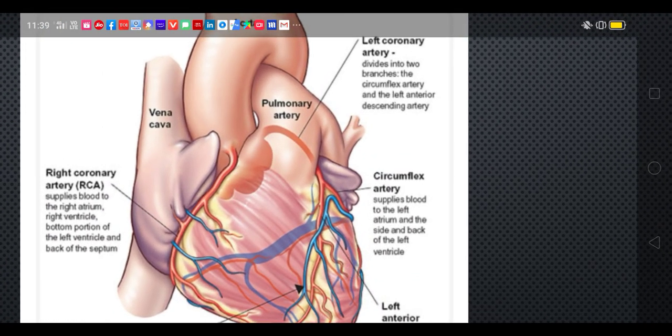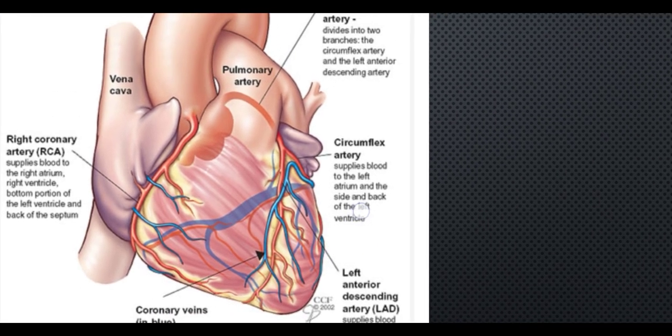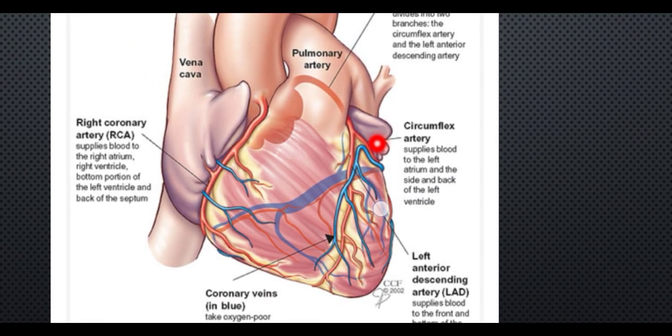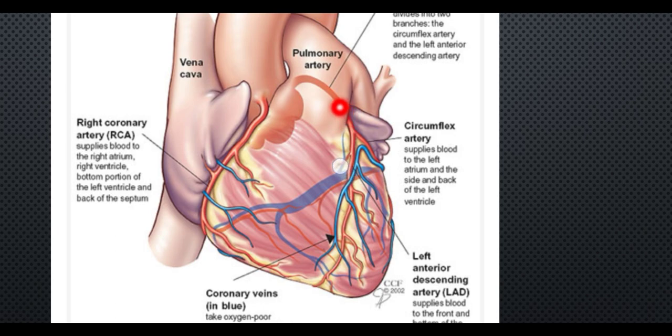Let us expand on that a bit. This is the left circumflex artery, which passes from the left coronary, and this supplies blood to the left atrium and the posterior aspect of the left ventricle, whereas the right coronary descends and then gives off the right marginal.